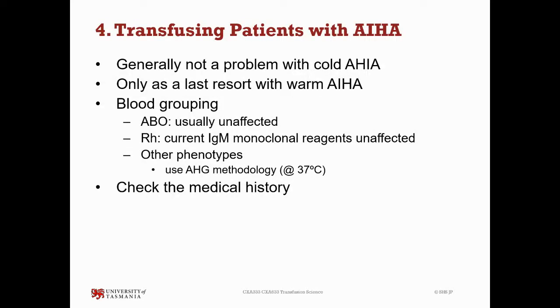Transfusing patients with autoimmune hemolytic anemia is generally not such an issue with cold hemagglutinin disease. I do know one patient that we had to do all of our compatibility testing in the 37-degree water bath. So we did our ABO and RHD blood grouping in the water bath. When you're thinking about your ABO and RHD blood grouping, where do you think the cold autoantibody might interfere? Would it be with the forward group or with the reverse group?